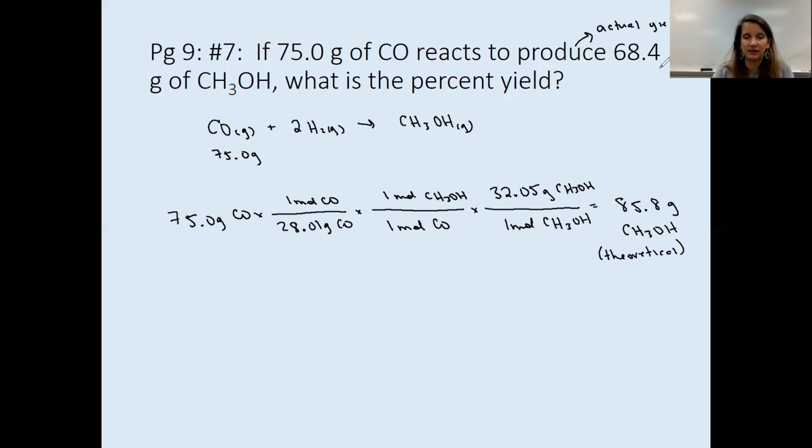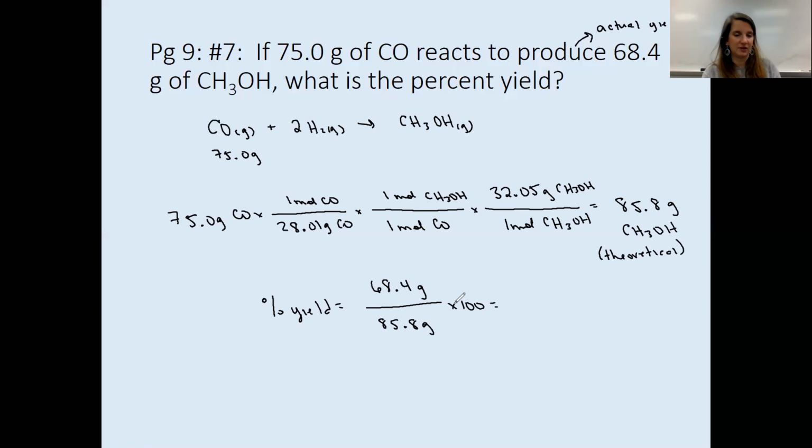But we only made 68.4 grams. So when we do our percent yield, the equation tells us that we're going to take our actual yield, 68.4 grams, over our theoretical yield, which is 85.8 grams, times 100. So we'll have our 68.4 divided by our 85.8. I always round my percentages to the hundredths place, so I would get 79.70%, and that would be my yield.